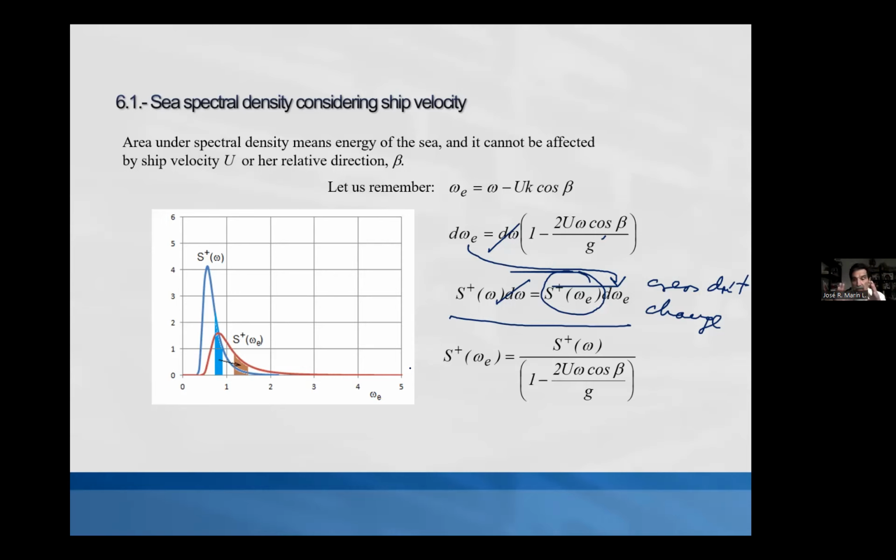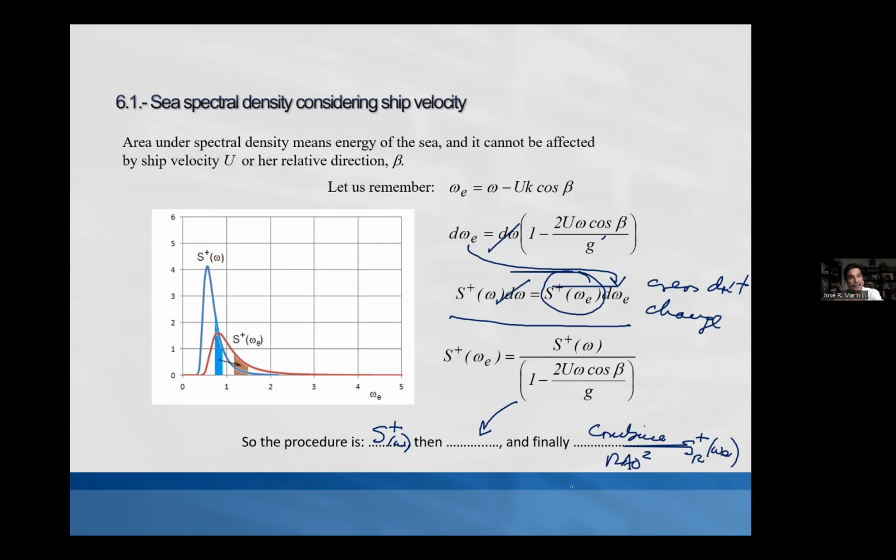Okay, so this is very important. That's what I'm trying to say here. We calculate the spectral density, for example, using Pierson-Moskowitz. Then we affect it with this formulation. And finally, we combine with RAO squared to get the spectral density of the response as a function of the encounter frequency.